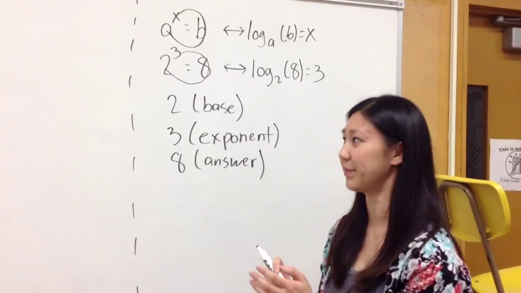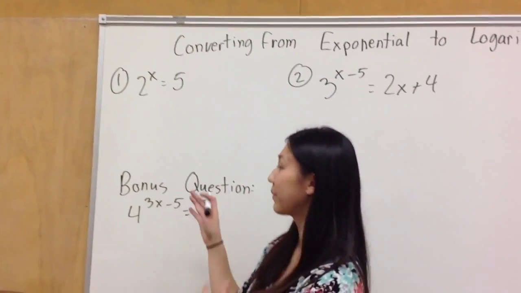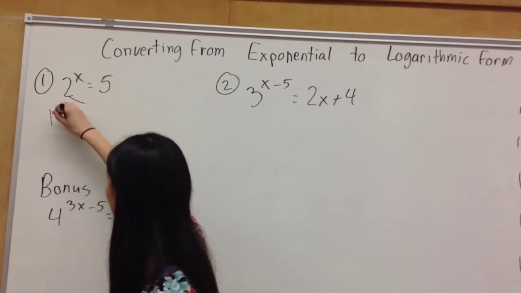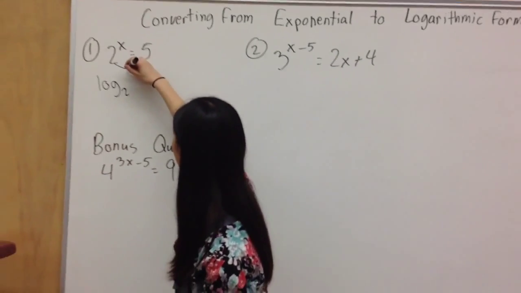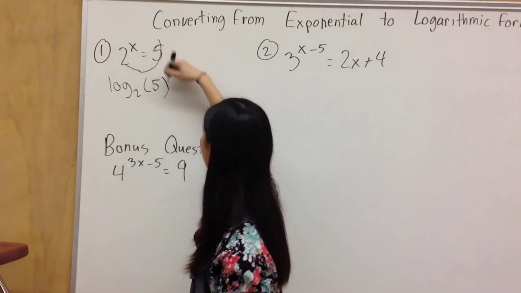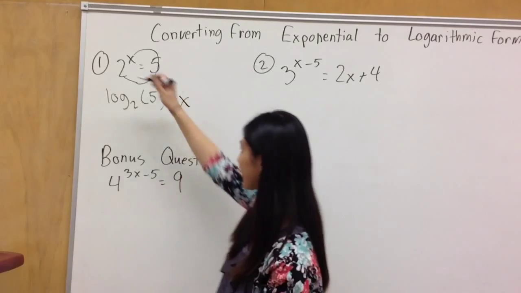Let's look at a couple examples here. So we have this one right here. It's very similar to what we were just looking at. So we're going to start with this right here, right? So it's log base 2. The 5 came next, so of 5 is equal to x. So that's our first one.